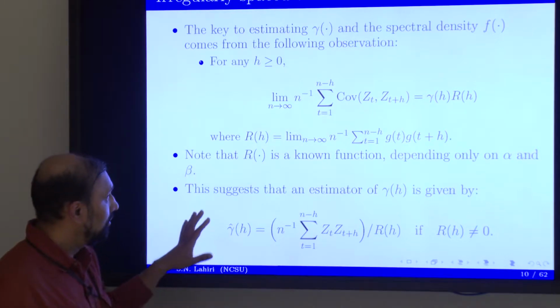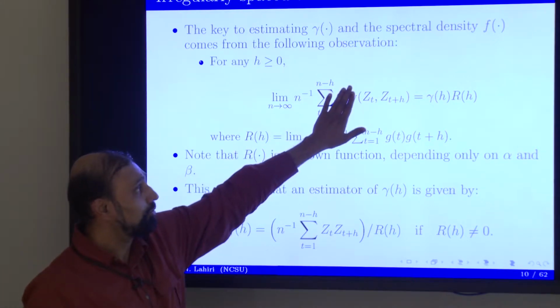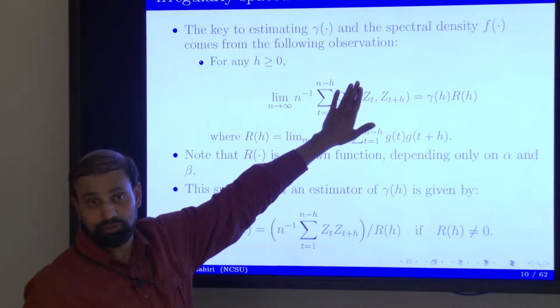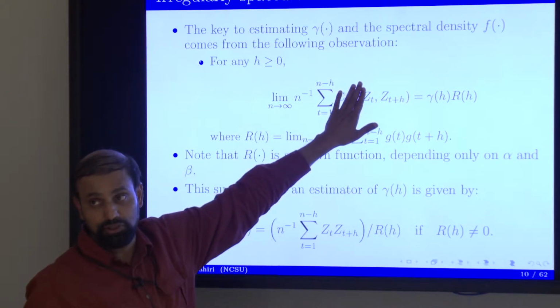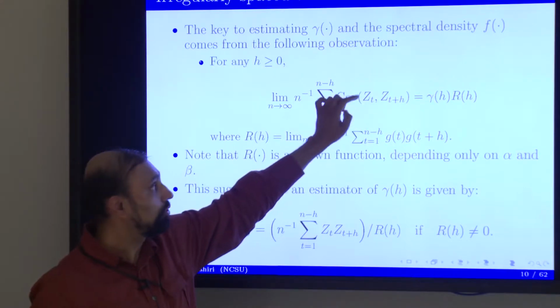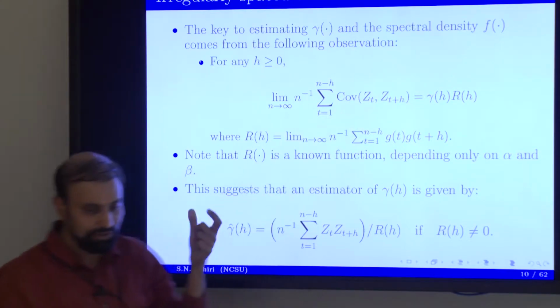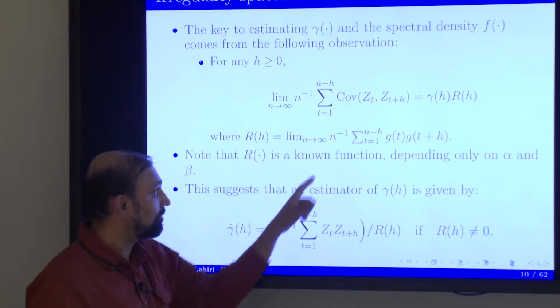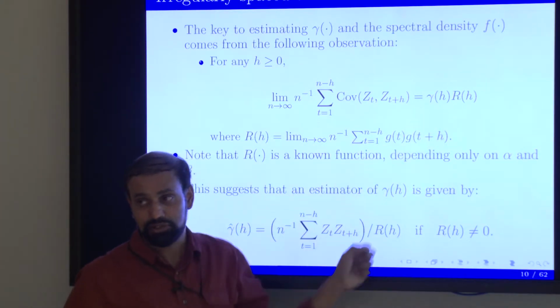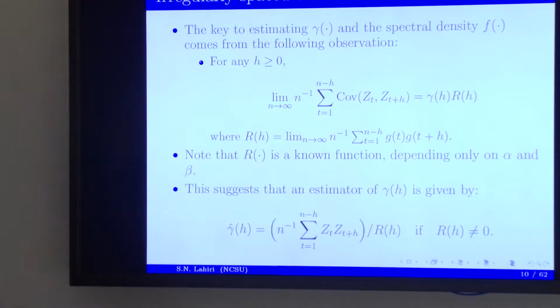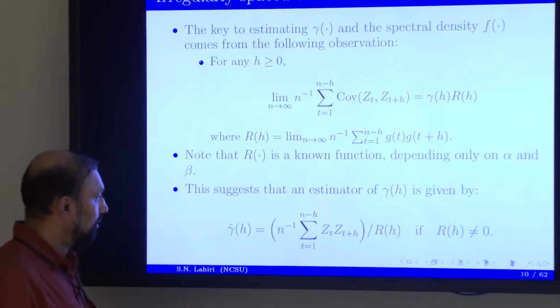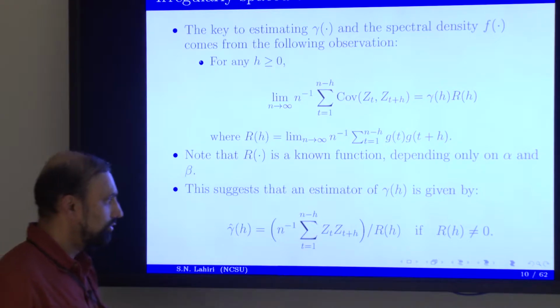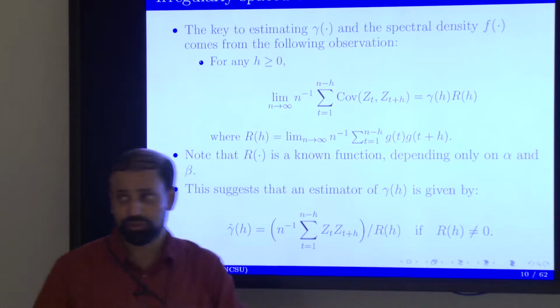Essentially you are looking at all the averages of the product of Z_t and Z_{t+h}. Each of them is coming close to gamma(h) times g(t) times g(t+h), and this averaging factor is approximately equal to r(h). You divide by that. So this would be the candidate estimator for us. But you can do so only when this constant is non-zero.